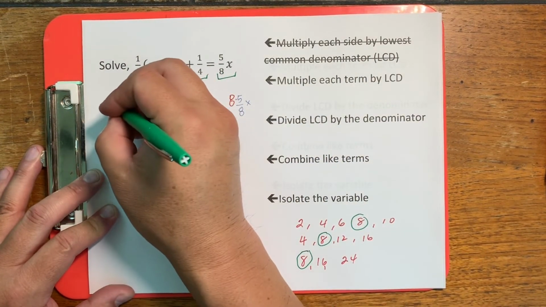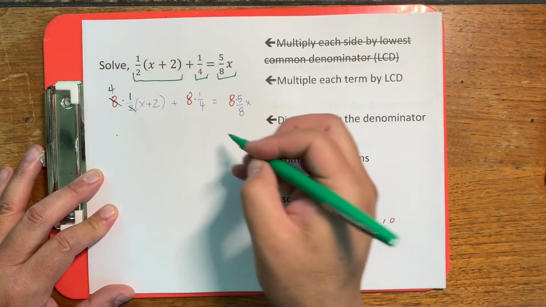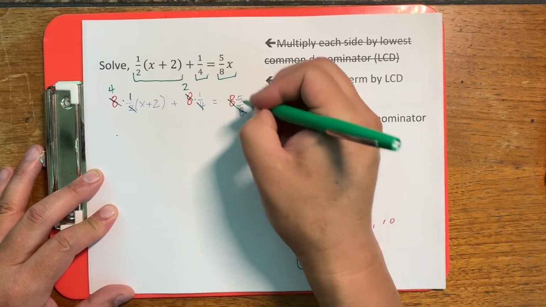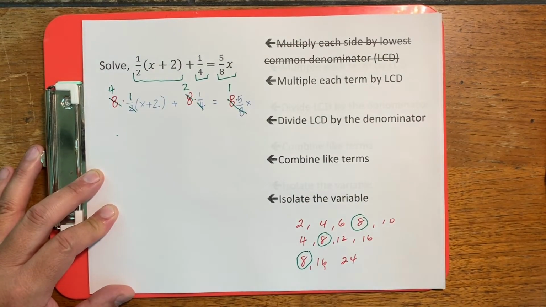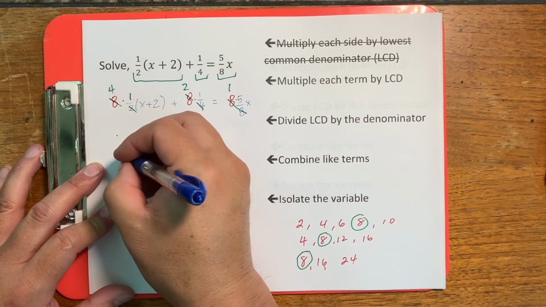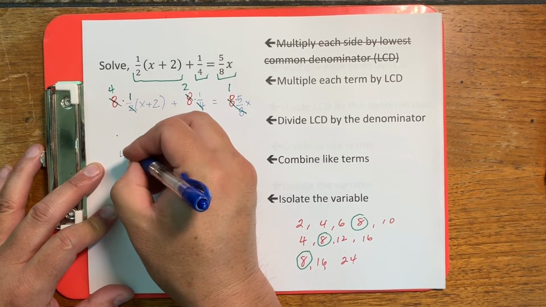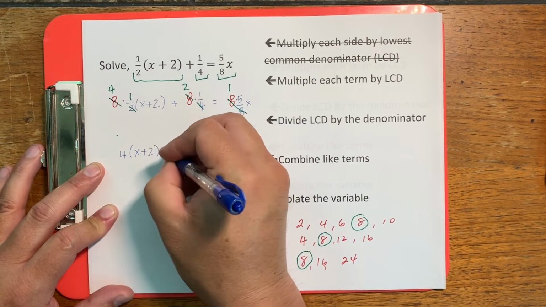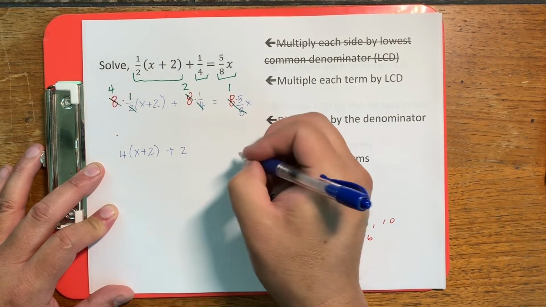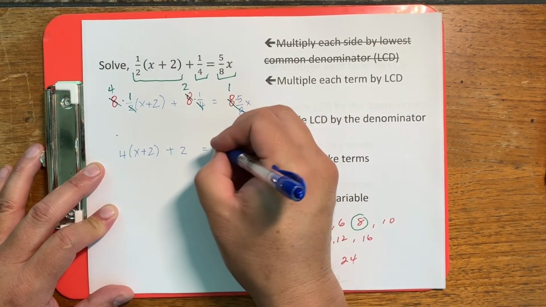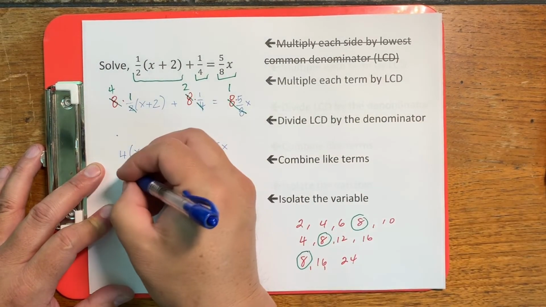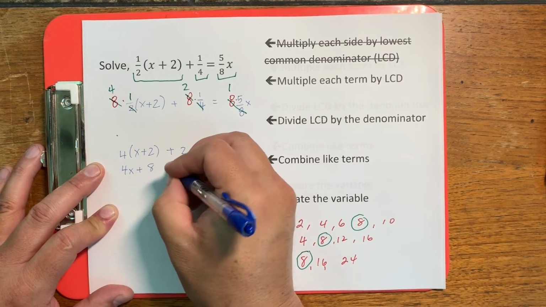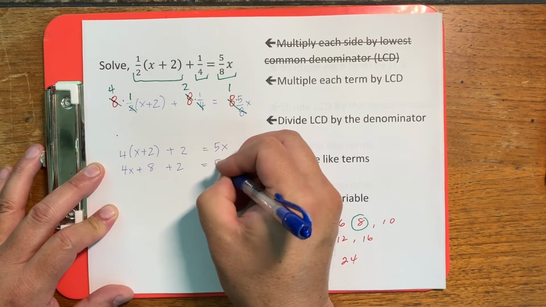So 8 divided by 2 will be 4. 8 divided by 4 will be 2. And 8 divided by 8 will be 1. And then we'll get 4 times x plus 2, plus 2 times 1 is 2, equal to 5x. And then let's distribute. 4x plus 8 plus 2 is equal to 5x.